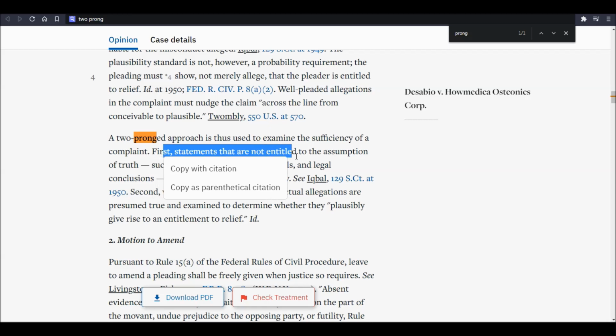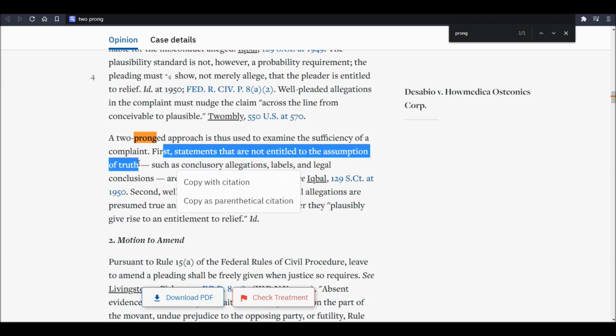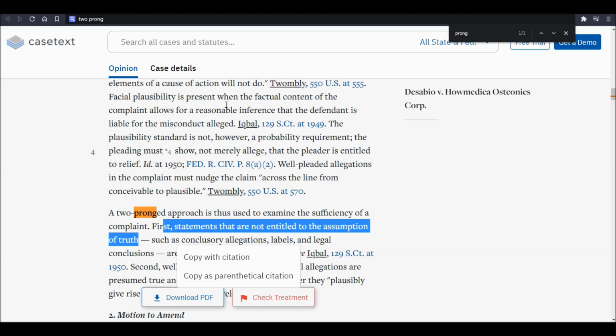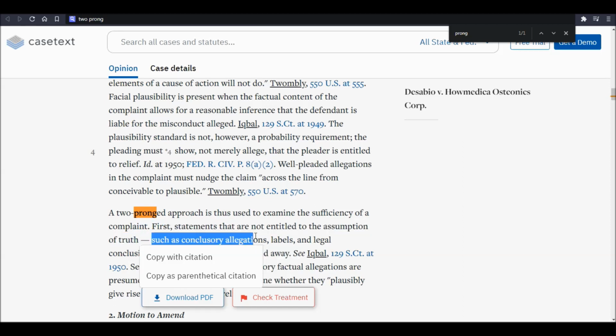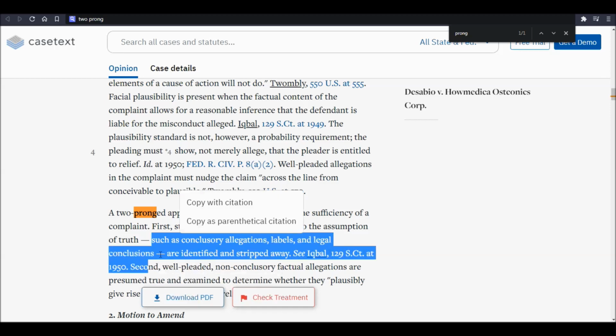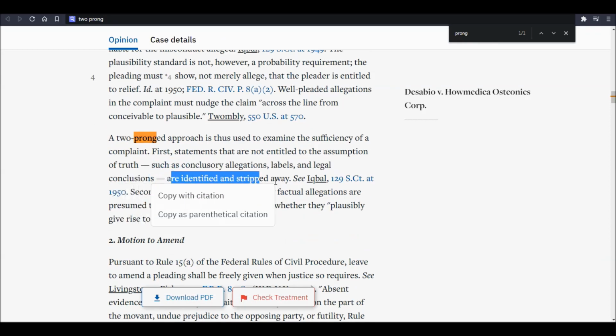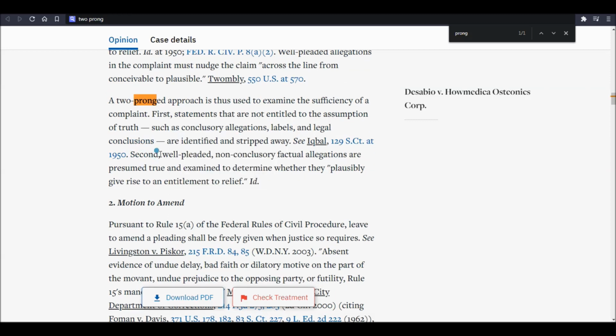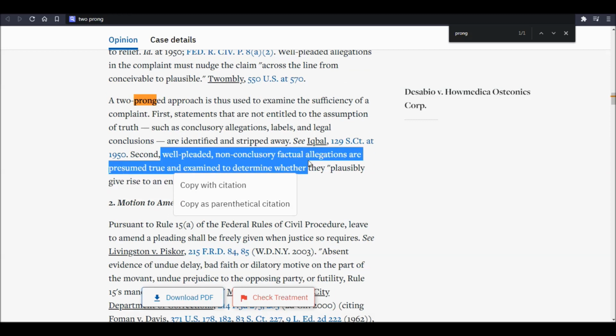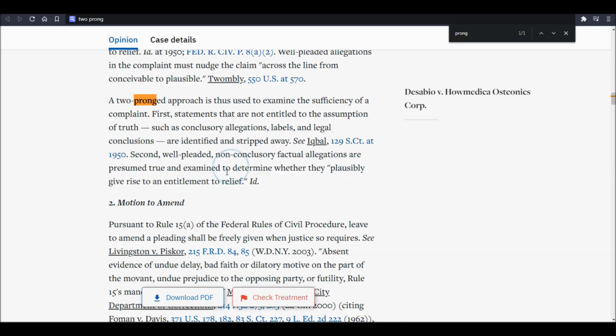First, the statements that are not entitled to the presumption of truth, which is you just reciting things over and over. Conclusory allegations, labels, and legal conclusions are identified and stripped away. Second, well-pleaded, non-conclusory factual allegations are presumed true and examined to determine whether they plausibly give rise to the entitlement to relief. The only reason they will begin to examine it is if they see that it's not just generalized based on some other people's circumstance, such as you citing a res judicata, that, well, Miranda versus Arizona or Erie versus Tompkins or whatever it is people cite in their case laws.